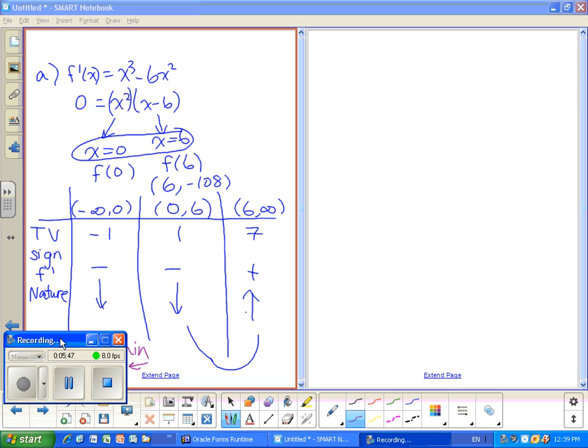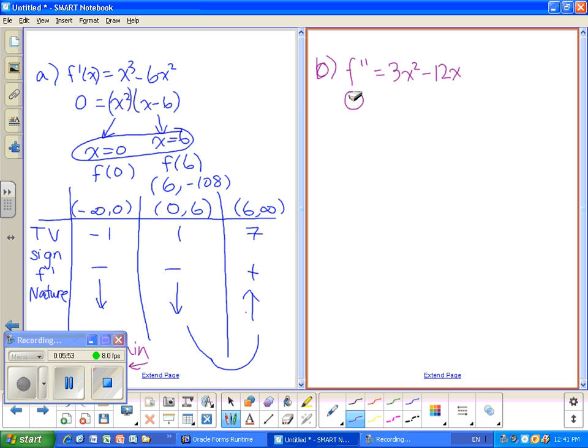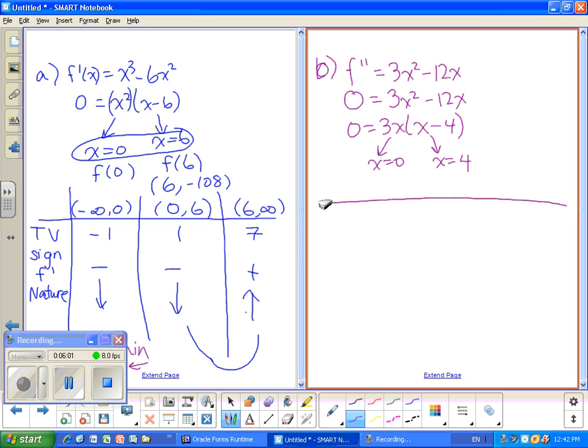All right, so part C. So once you have your f double prime, what do you do? Same as before. Set it equal to 0, and then you want to do your factoring. So if we make our chart, we'd have our test value, we have our sign of f double prime, and we have the nature of our graph. What are our intervals?